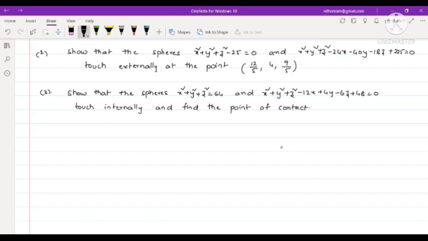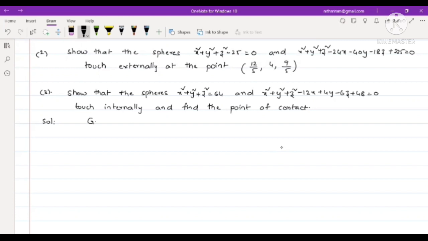So in our previous class we discussed the two spheres touching each other externally. Today I am going to discuss the two spheres touching each other internally. Here we have a condition: whenever C1C2 is equal to modulus of R1 minus R2, then we say that the two spheres touch each other internally. So once again we have to find the centers and radius of the two spheres.